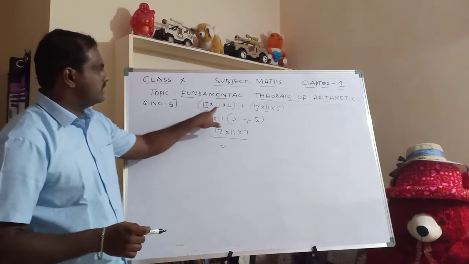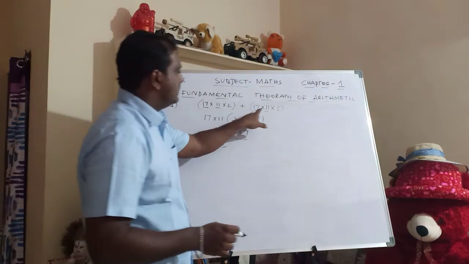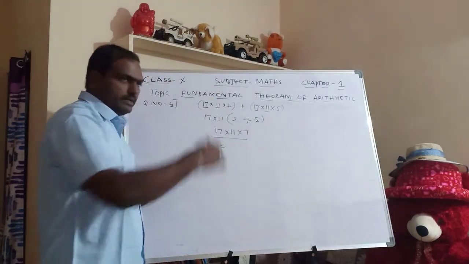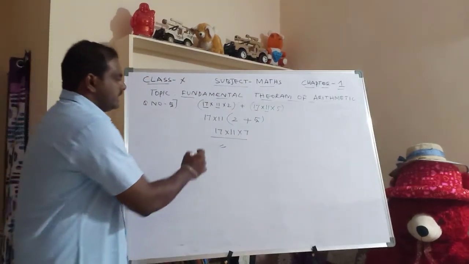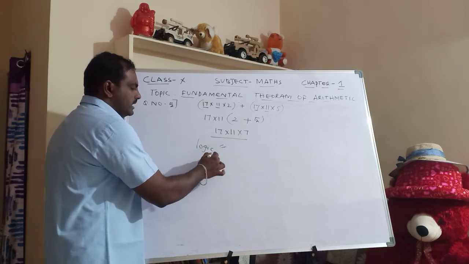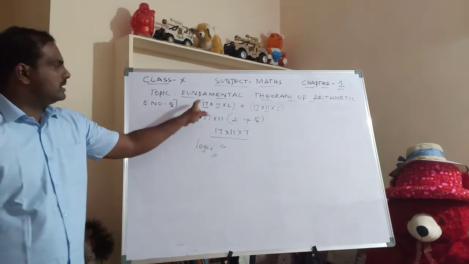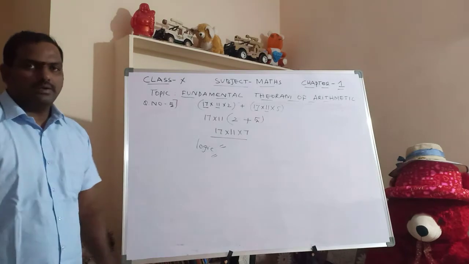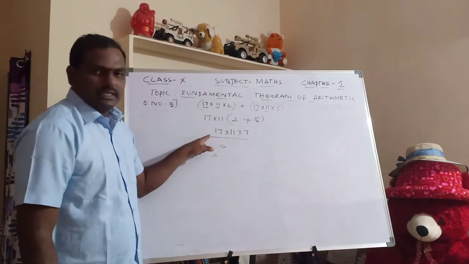Don't multiply 17 into 11 into 2, 17 into 11 into 5 and add. It's a very big process. No need to do that. By using a simple logic, we can write the answer very easily. But don't write these 3 steps in your examination or in your notes. You have to write like this.